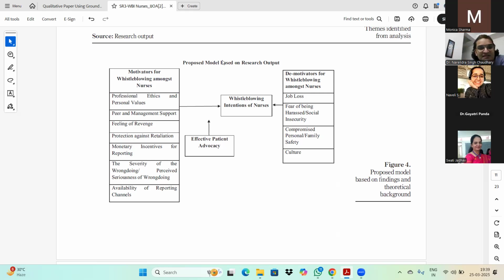And there are existing motivators which will lead to whistleblowing intention of nurses. लेकिन कुछ डिमोटिवेटर्स भी हैं जो कि उसको प्रिवेंट करेंगे, जिसे हम कहते हैं जॉब लॉस, फॉर एग्जांपल। तो दिस इज माय प्रपोज्ड मॉडल which is based on research output. So that means, am I clear up till here?